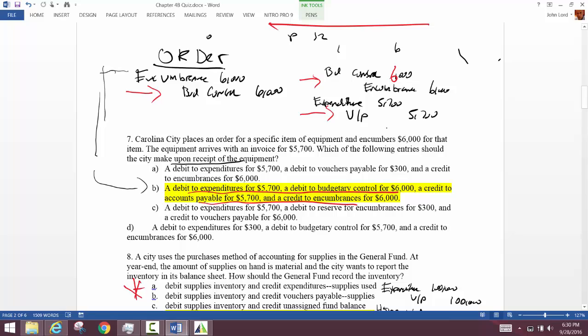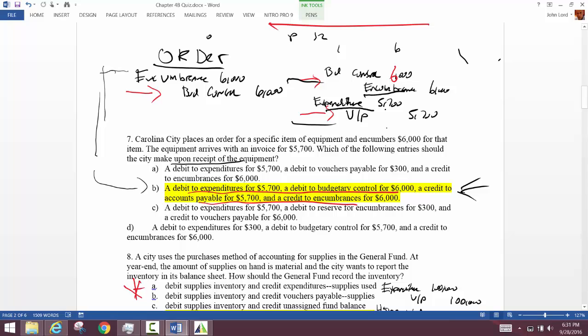Right? Then what happens? Then when the equipment comes in, we go ahead and we reverse the original encumbrance entry for the original amount, debit the budgetary control, credit the encumbrance to close it, right? And then we debit the expenditure, we credit the voucher payable for the actual amount, don't we? So the only thing that made this worthy of our attention here is the funky way they presented the answer, because they show me the debits together and then the credits, right? So they say what? We would debit expenditure for $5,700. Is that what we did?